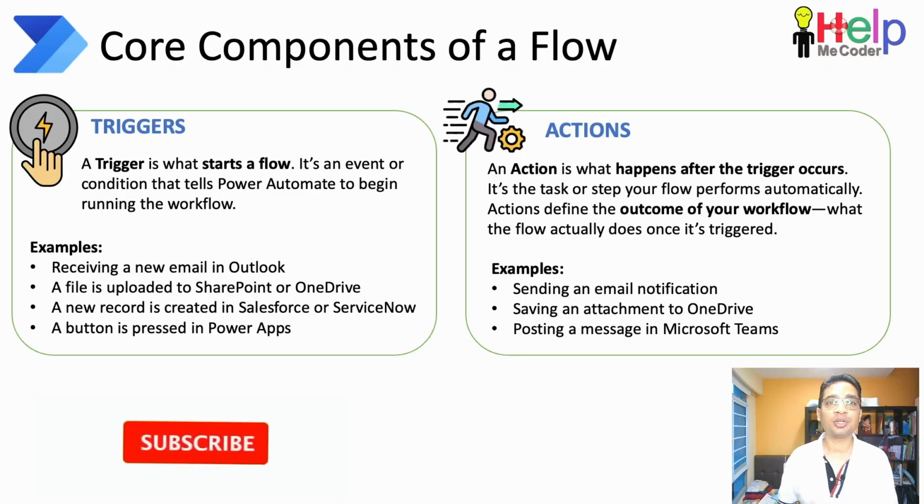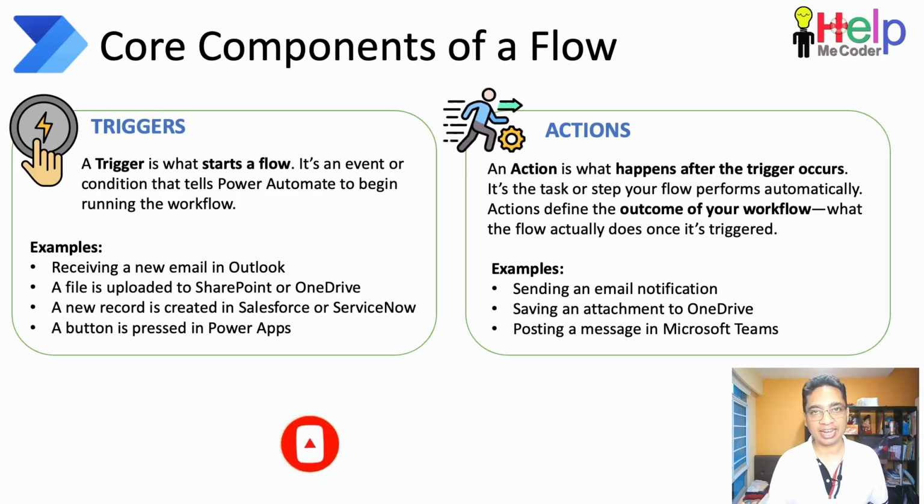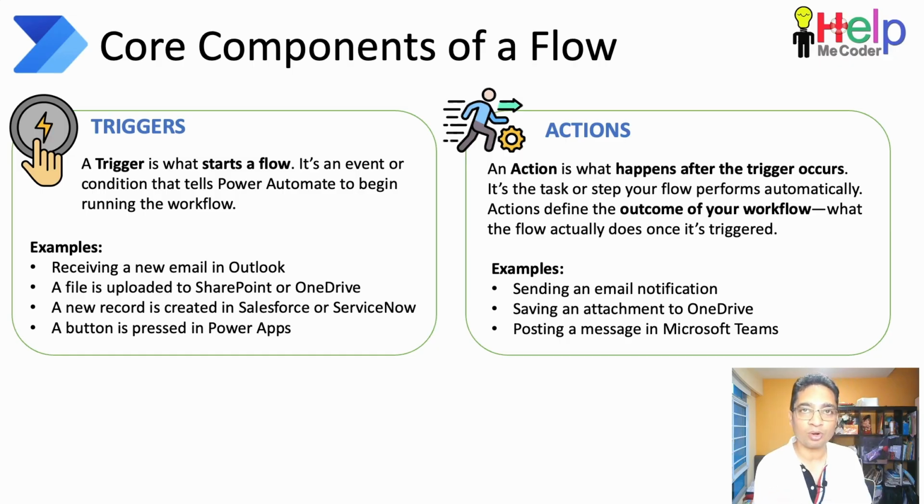So now let us look into the core components of a flow. There are two core components: one is the trigger and the other is an action. A trigger is something that starts the flow, which is basically the triggering point of a flow. It is an event that tells Power Automate to begin executing whatever you have built in the flow.